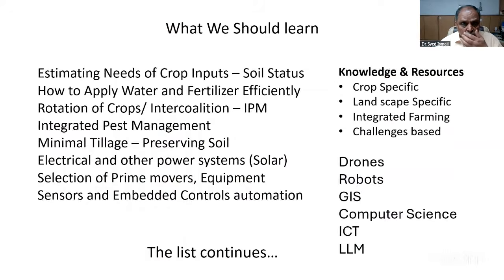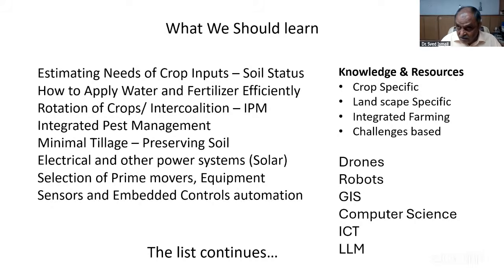Now, to conclude, I will try to say what we should learn. We have to estimate the needs of crop inputs, how to apply water and fertilizer efficiently. We have not gone into it. How the emerging technologies can help. Rotation of crops and, sorry, there is a spelling mistake. Integrated pest management. Then minimum tillage, preserving soil.